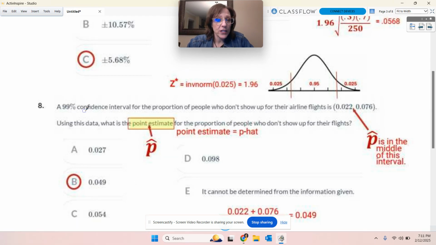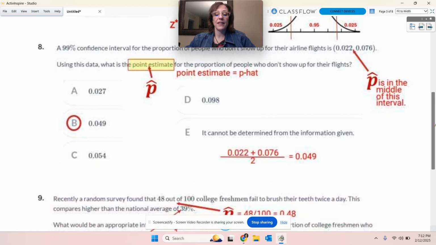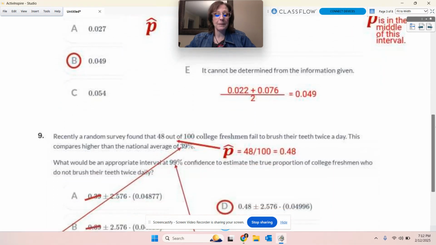Okay, now the question here is, what is the point estimate? Point estimate is that p hat that's just right in the middle of the interval. So if I know that this is my interval from 0.022 to 0.076, I know that p hat's right in the middle. So I just averaged them to find that little piece there in the middle. That was kind of a vocabulary thing in recognizing that.